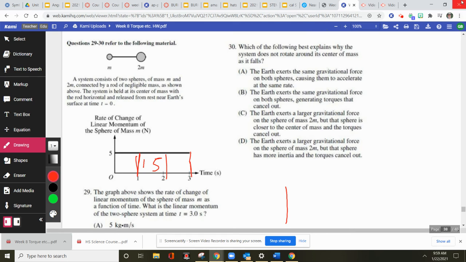What's the n here for? Is that newtons? Is that supposed to be in newtons times time? That would give us momentum, so.